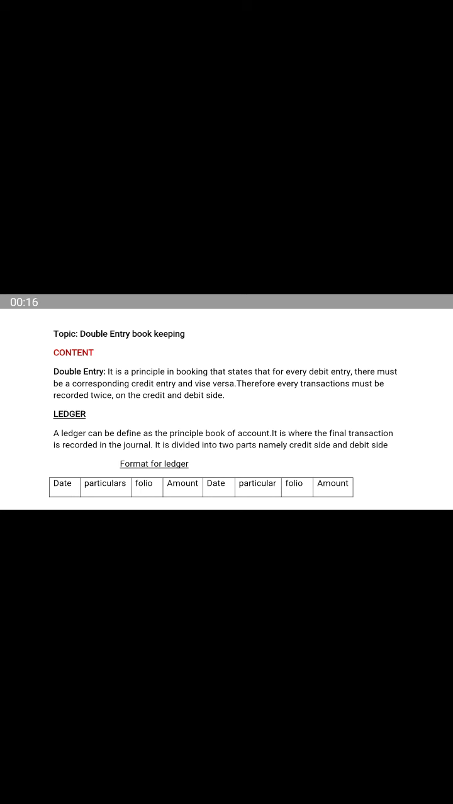Today's class will be discussing the topic double entry bookkeeping. In our last class, we discussed what bookkeeping is. Let's refresh our memory. What is bookkeeping?